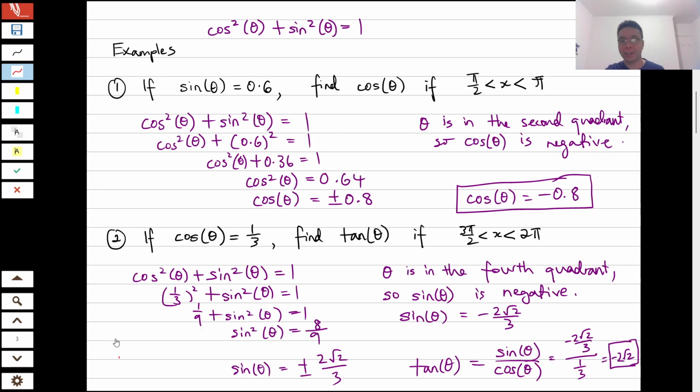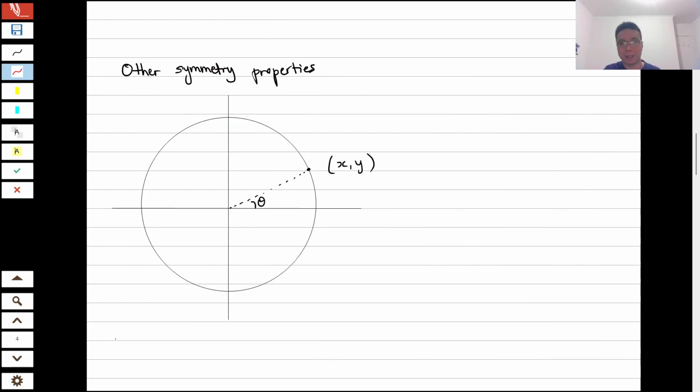Alright, so that's Pythagorean identity. I want to finish this video with something a bit more difficult, and that's some further symmetry properties. Now, these are different from the last video. Last time we looked at the base angle theta in the first quadrant, and then the other angles pi minus theta in the second quadrant, pi plus theta in the third quadrant, and 2 pi minus theta in the fourth quadrant. In this video, we're going to look at something different. We're going to look at what happens if we interchange the x and the y values and then copy that angle into the other quadrants.